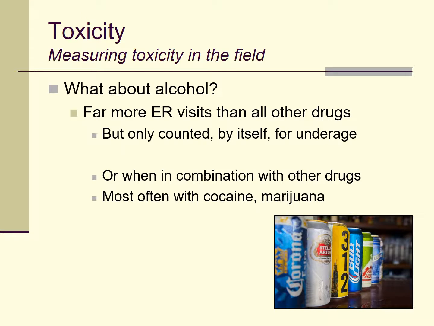So again, we only count alcohol for underage people, or when people are drinking alcohol but also using other drugs. And interestingly, the drugs that people tend to use the most with alcohol are cocaine and marijuana, which may actually have something to do with why cocaine and marijuana top the list of emergency room visits for illicit drugs, as you hopefully remember from the previous slide.